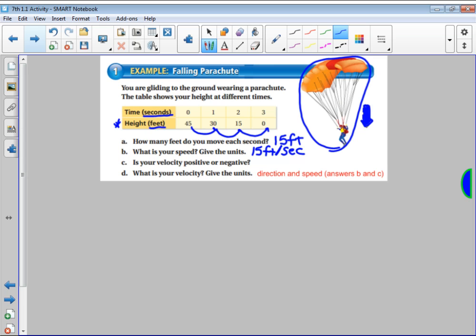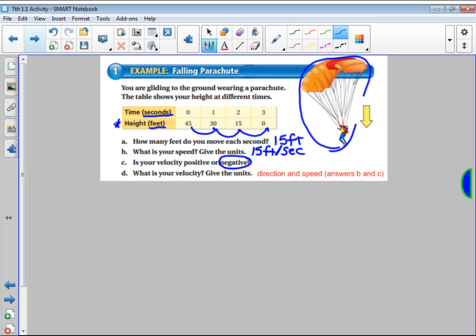Is your velocity positive or negative? So that's once again where we're going to go ahead and use this concept of that arrow. And I know I kind of colored over the arrow and it looks horrible, but it's still a downward arrow. So would that be a positive or a negative thing? Well, going down is negative.